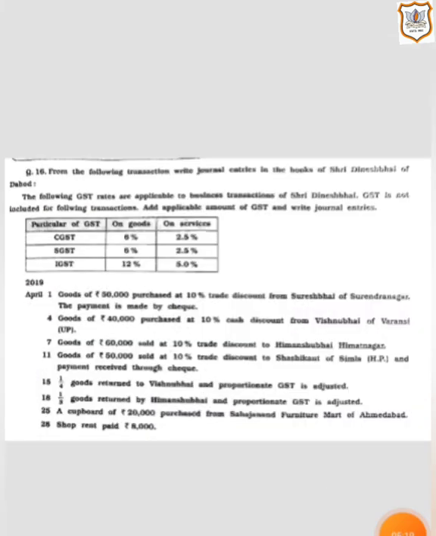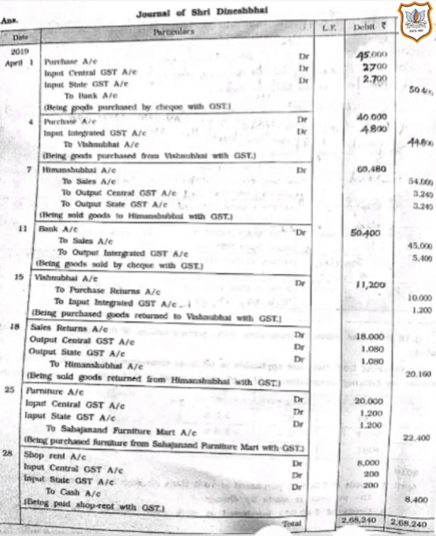Here is the next transaction, date 18th. 1/3 goods returned by Himanshu Bhai and proportionate GST is adjusted. So here on date 7th, we sold goods of rupees 60,000 to Himanshu Bhai, and now Himanshu Bhai is returning us 1/3 of goods. Here is the journal entry for this. On 7th, we sold goods of rupees 54,000 to Himanshu Bhai, and now he is returning 1/3 of the goods, that is 1/3 of 54,000, that comes to 18,000.